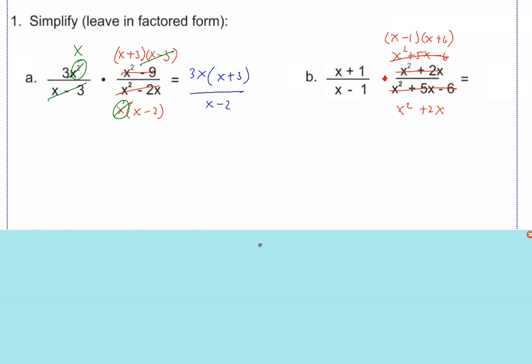And then the bottom, for some reason, I don't know why, but a lot of times students miss factoring out that common factor. Don't miss that. Common x on the bottom, factor it out.